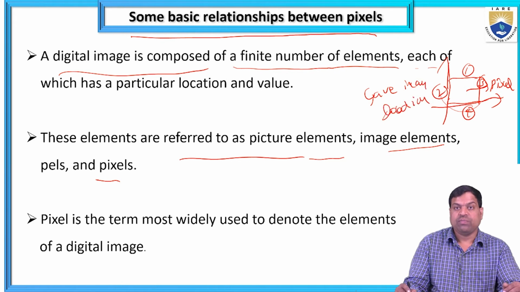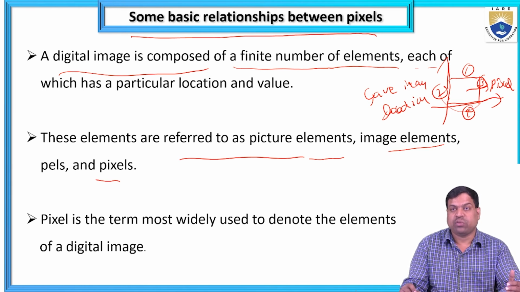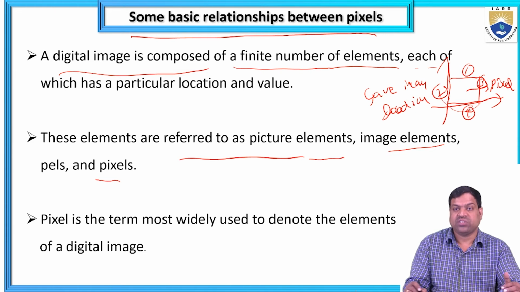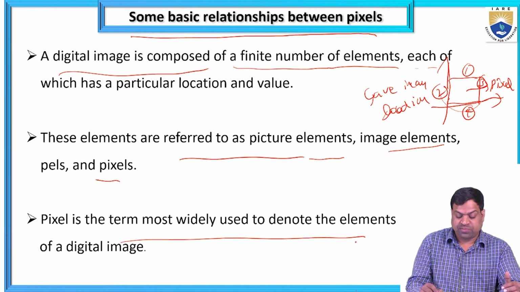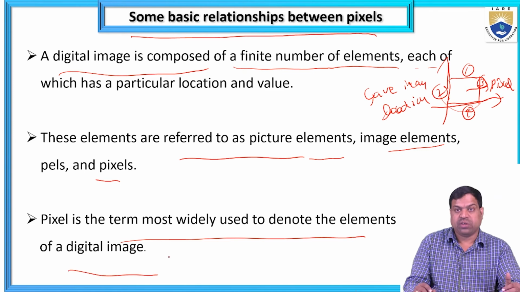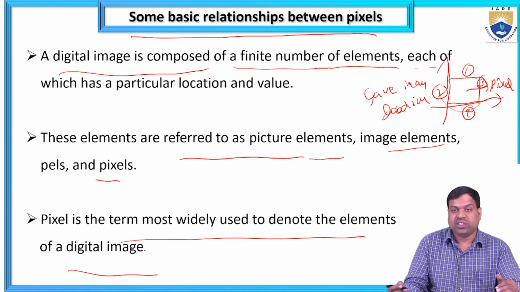Okay. So how many pixels are there? The picture elements are called image elements, pels, and pixels. Pixel is the term widely used to denote the elements of a digital image. So in general terms, we denote the number of pixels as the elements of a digital image.